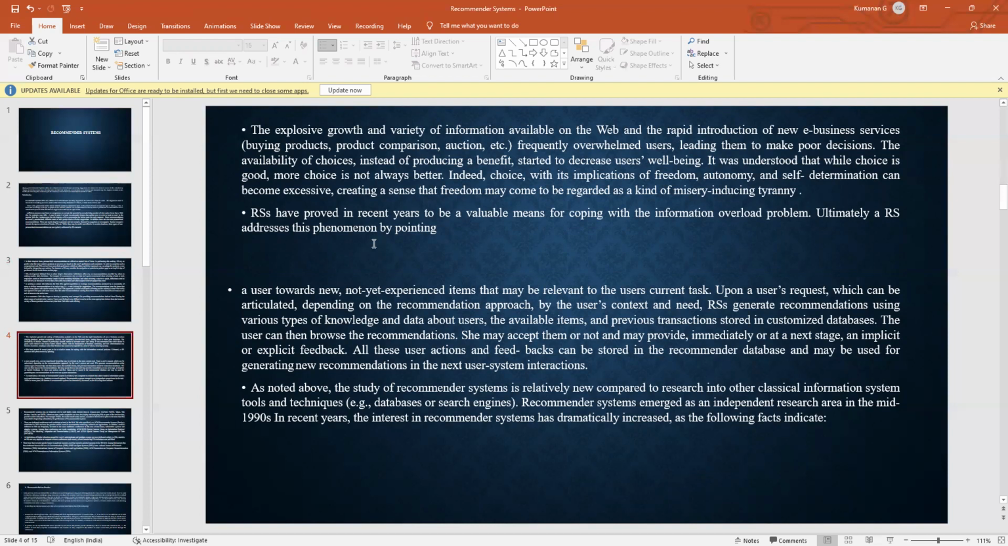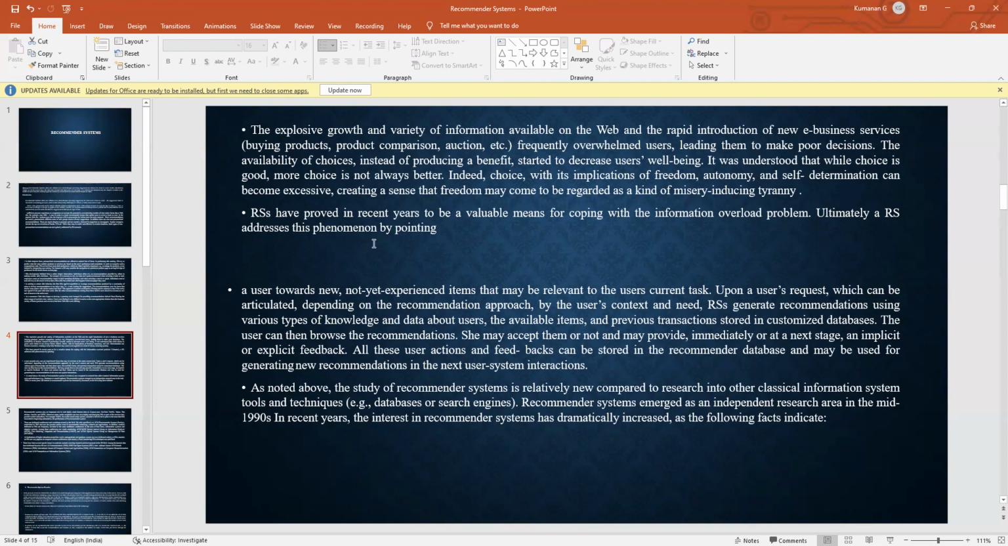Indeed, choice with its implication of freedom, autonomy, and self-determination can become excessive, creating a sense that freedom may come to be regarded as a kind of misery, inducing tyranny. Recommender systems have proved in recent years to be a valuable means for coping with the information overload problem.